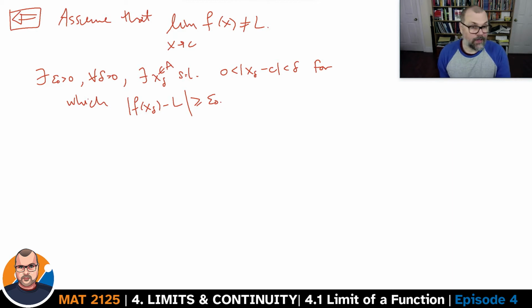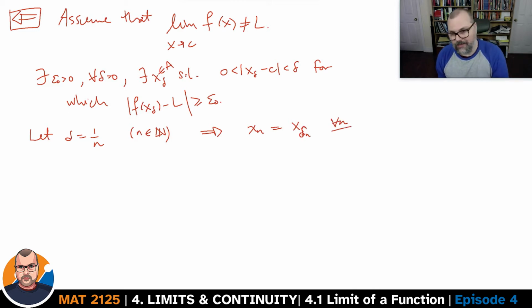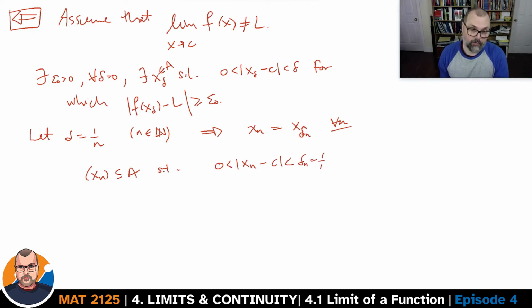But this is true for every delta. This is definitely true for delta equal to 1 over n. Do this for every n. For every choice of n, I get a delta, then I get an x delta. xn for us will be the x delta you pick for the specific value, delta being 1 over n. What we have is a sequence of values which are all in A, and by construction, the values xn are all within 1 over n of c, for every n. And we also have that the distance between f(xn) and L is greater than or equal to epsilon 0.